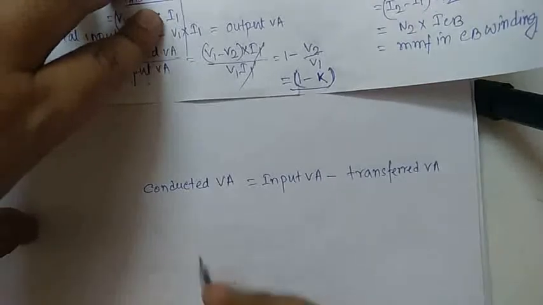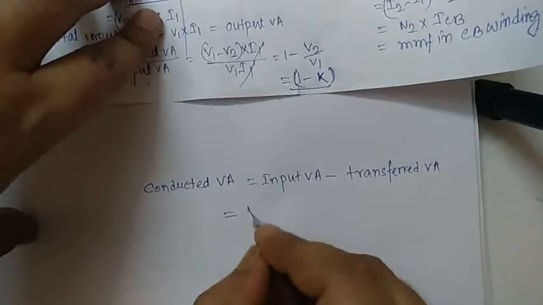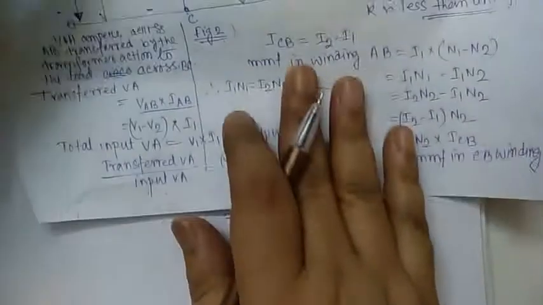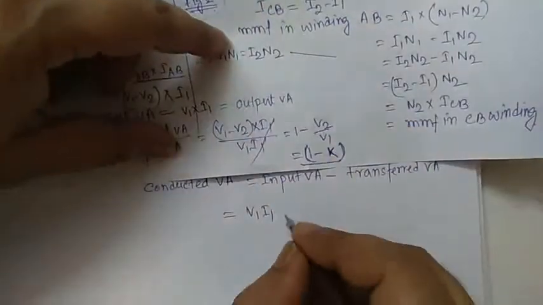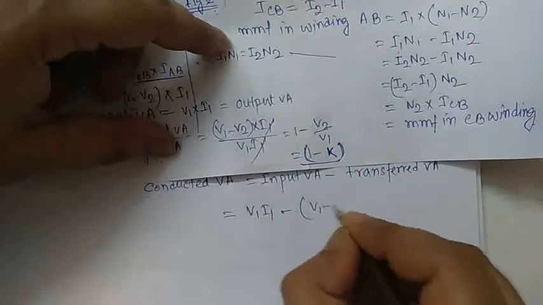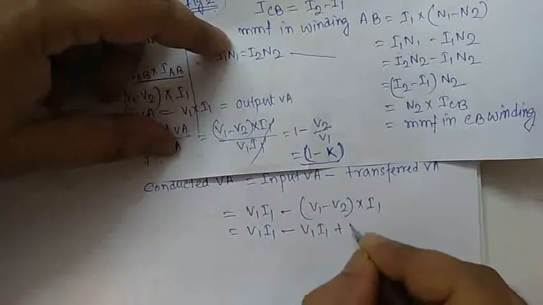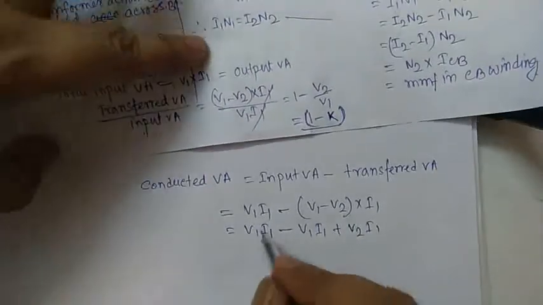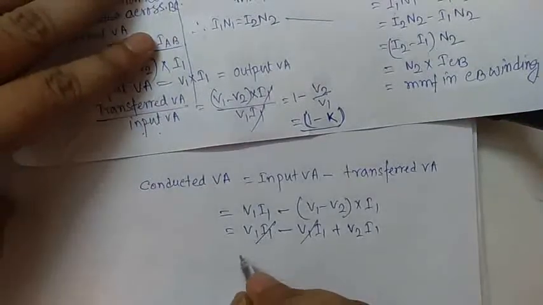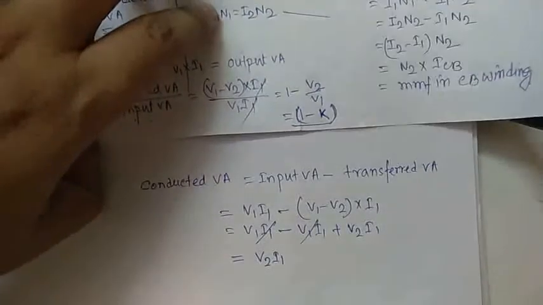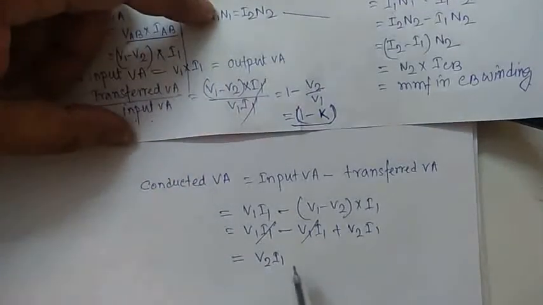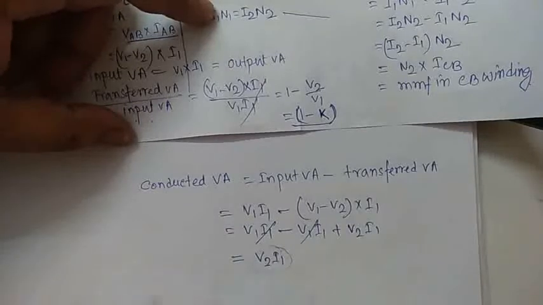Okay, so that is equal to input VA, which is V1 I1, minus transfer VA, which is V1 minus V2 into I1. So V1 I1 minus V1 I1 plus V2 I1. Okay, so V1 I1 cancels out, and it should be V2 into I1. So conducted VA is nothing but V2 into I1.